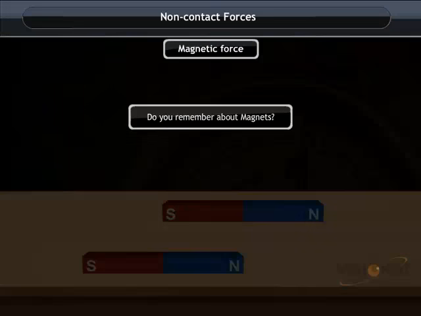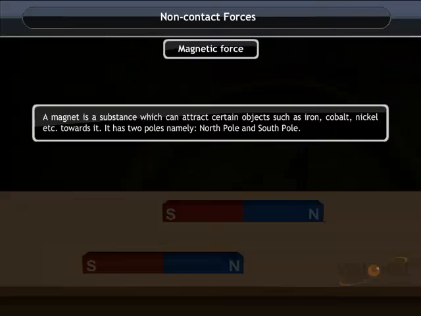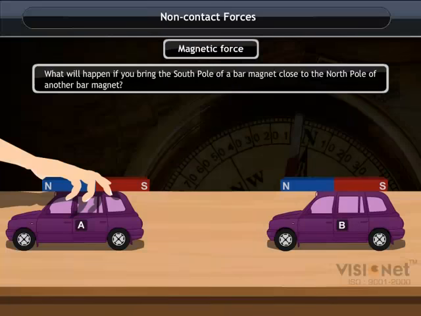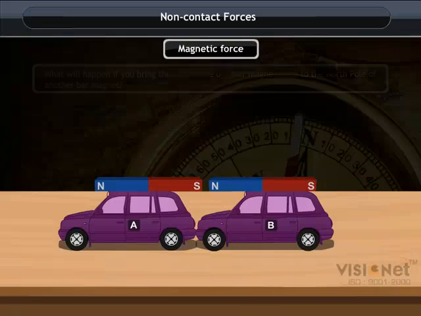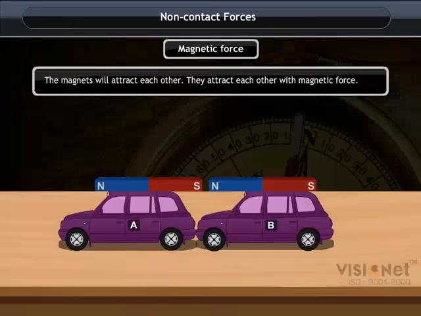Magnetic force. Do you remember about magnets? A magnet is a substance which can attract certain objects such as iron, cobalt, nickel, etc. towards it. It has two poles, namely North Pole and South Pole. What will happen if you bring the South Pole of a bar magnet close to the North Pole of another bar magnet? The magnets will attract each other. They attract each other with magnetic force.